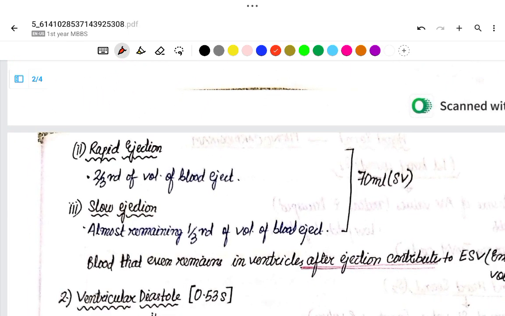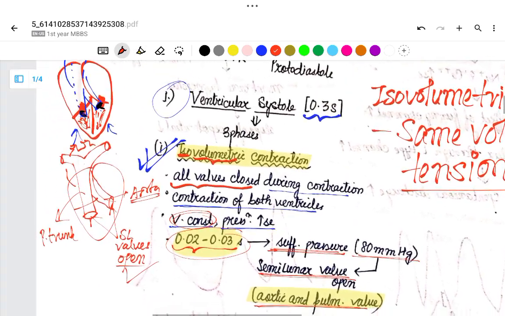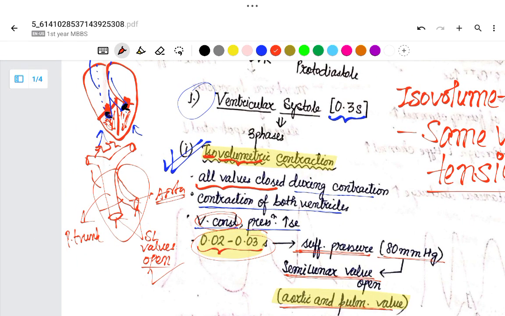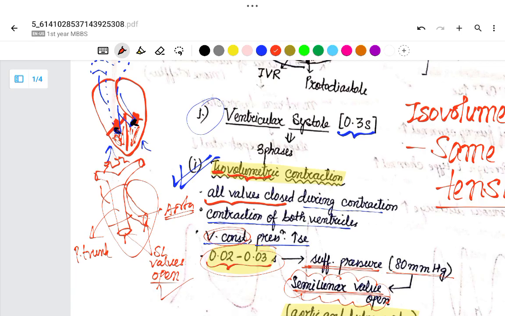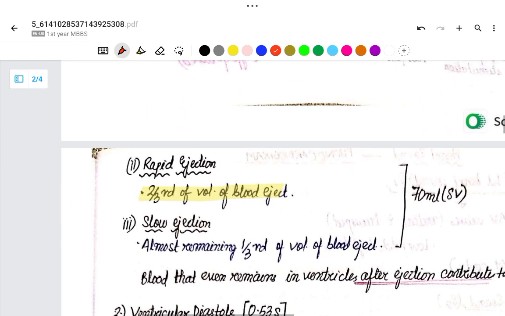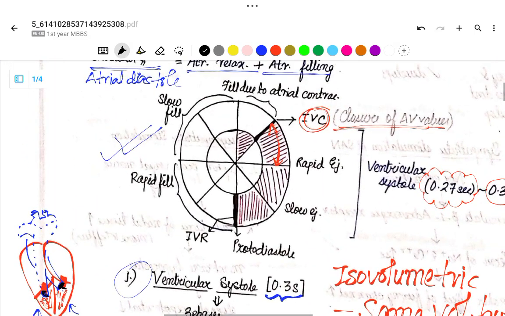Next is the rapid ejection. In rapid ejection, two-thirds of the volume of blood is ejected. In the isovolumetric contraction, all the valves are closed, and at the last stage the semilunar valves open, but blood is not ejected out. But in the rapid ejection part, two-thirds of the blood is ejected out. This part is the rapid ejection.